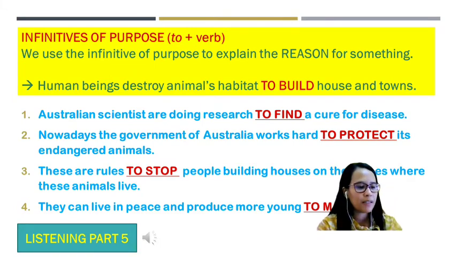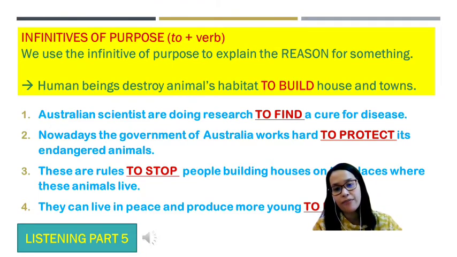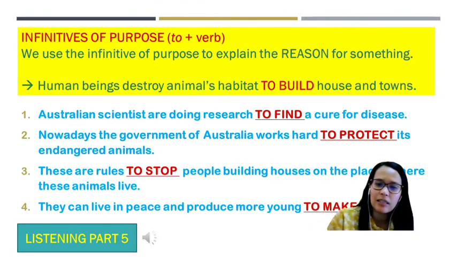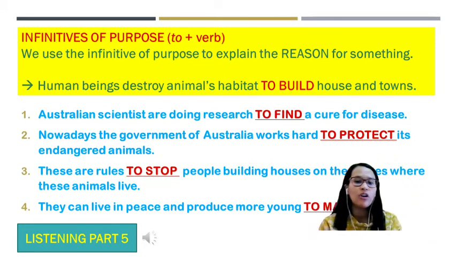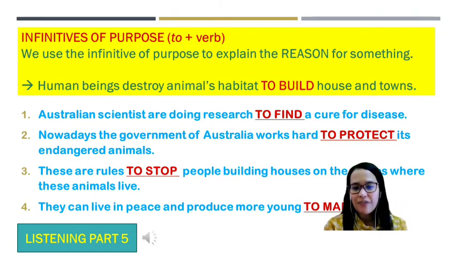Page 101 in part 5, talking about infinitive of purpose. So the rule is you only use to and verb 1. Okay, you only use to and verb 1. Everyone now check. So you use infinitive of purpose to explain the reason for something. Okay, example here: human beings destroy animals' habitats. What do they do there? To build houses and towns.